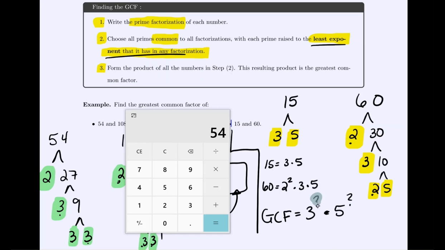So you look at the exponents currently there, and remember you choose the least exponent possible. So for the 3, they both have just an implied 1, so the result would be the implied 1, which you could write or not write. And for the 5 as well, they both have 5 to the first power. So the GCF is 3 times 5, which is another way of expressing 15.